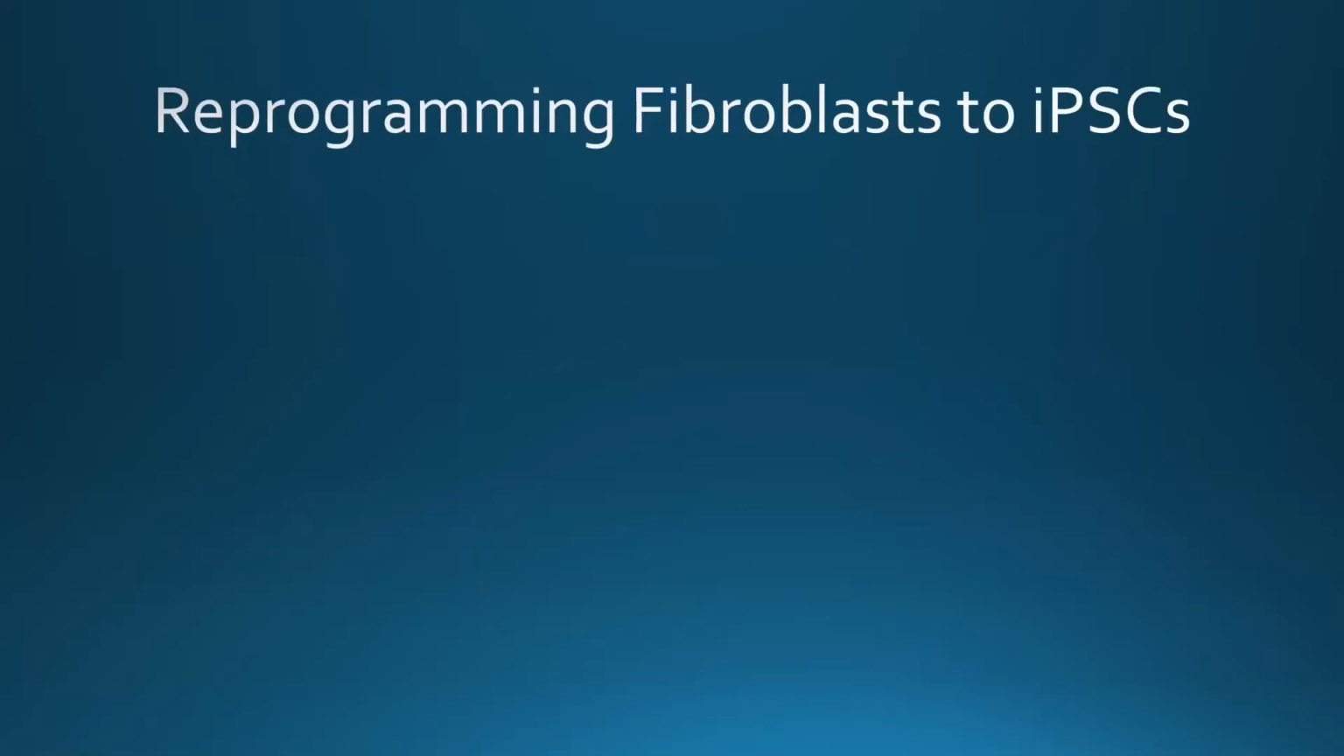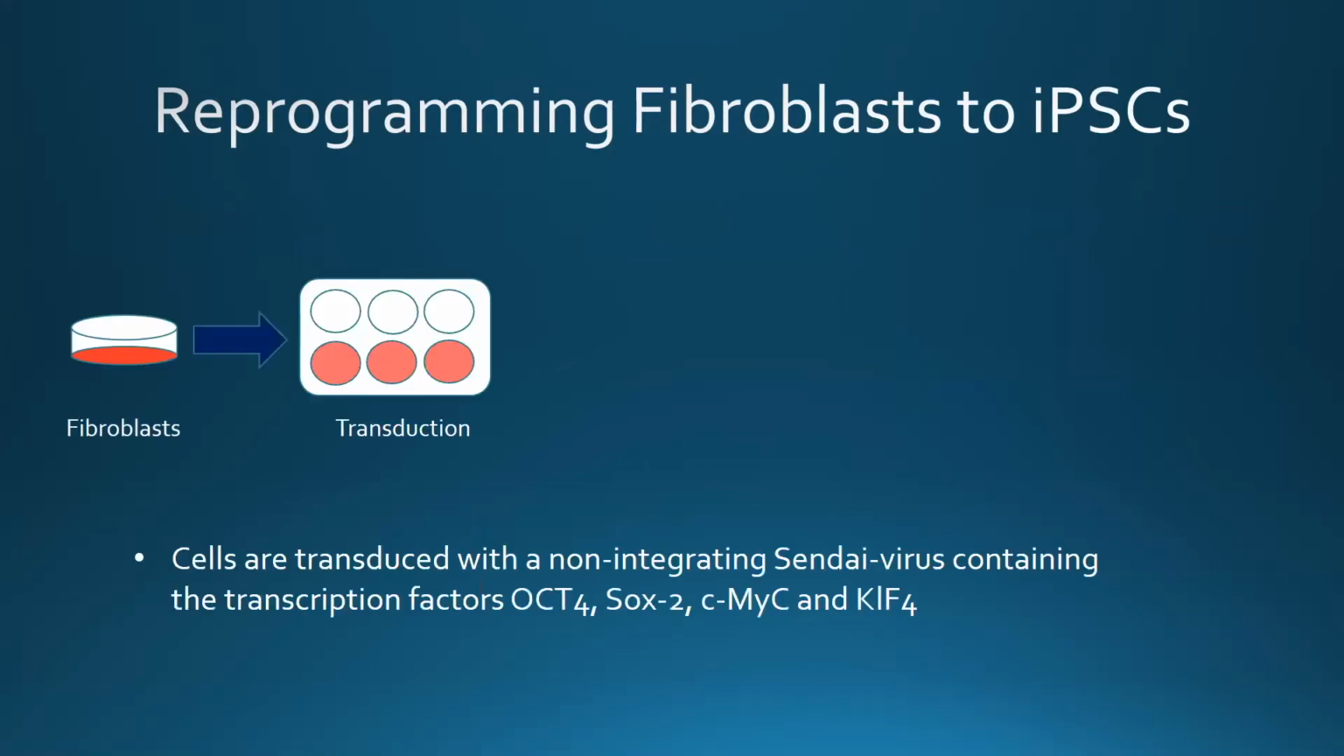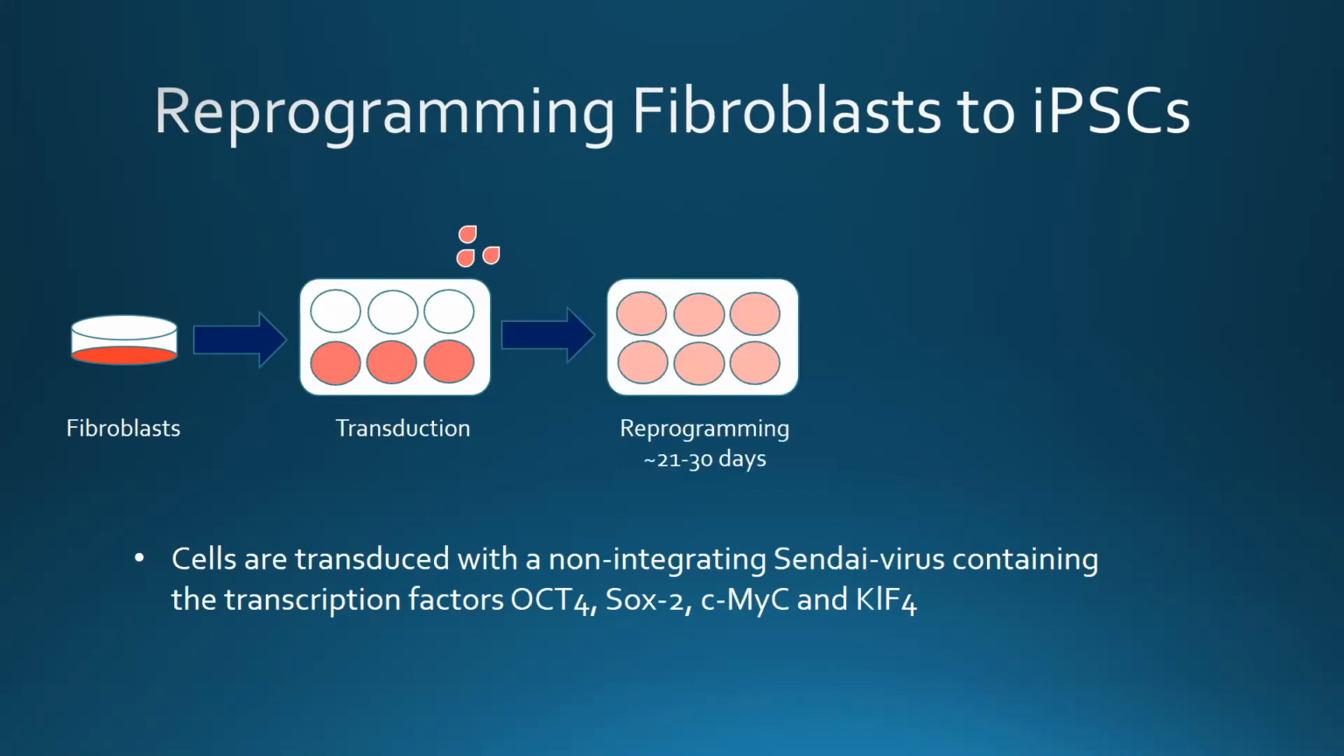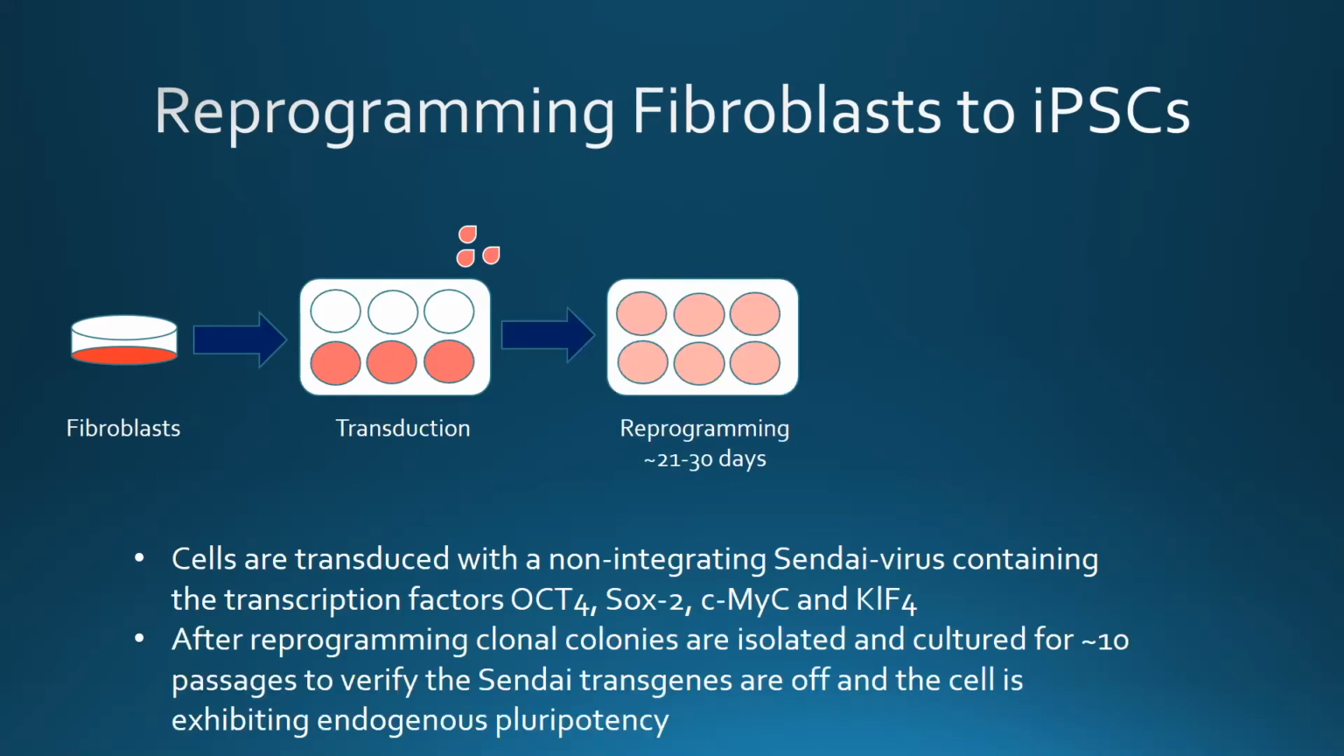cell. So here, I'm just going to briefly go over how we reprogram fibroblasts in the core. We take cultured fibroblasts, and we transduce them using a non-integrating Sendai virus with the transcription factors OCT4, SOX2, CMYC, and KLF4, commonly known as the Yamanaka factors. The cells are then reprogrammed for up to 21 to 30 days. After reprogramming, total colonies are isolated and then cultured for up to 10 days. This is to verify that the Sendai transgenes are turned off and the cell is exhibiting its own endogenous pluripotency.